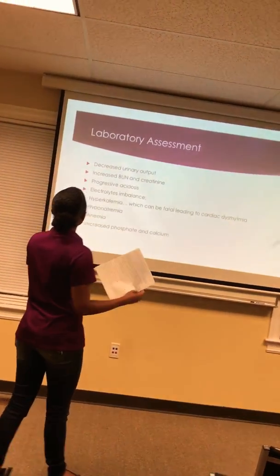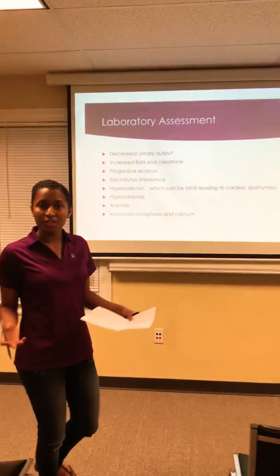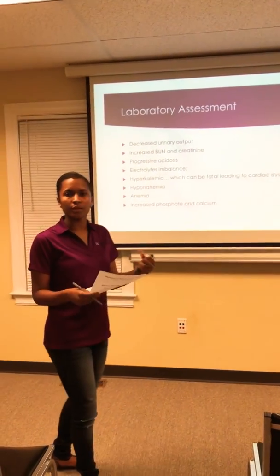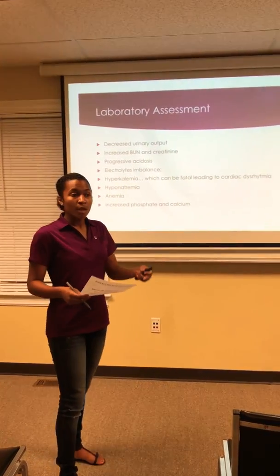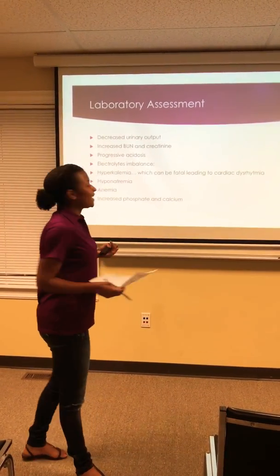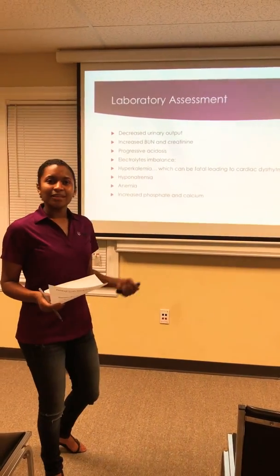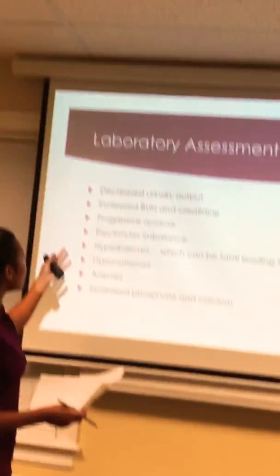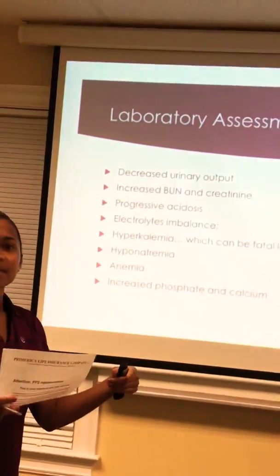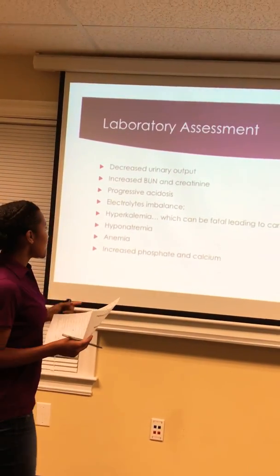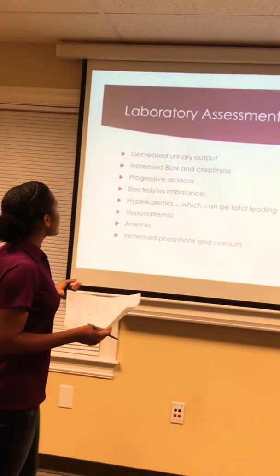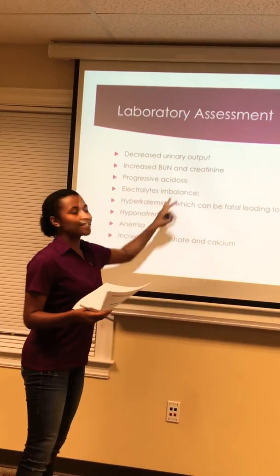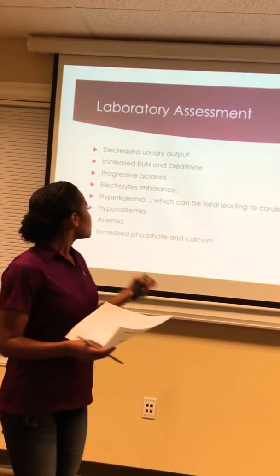So now, what laboratory results are concerning to us? What are we looking at when we look at that laboratory result? Well, we suspect AKI first when we see a decrease in urinary output and also an increase in BUN and creatinine. And also, there will be a progressive acidosis at that point.